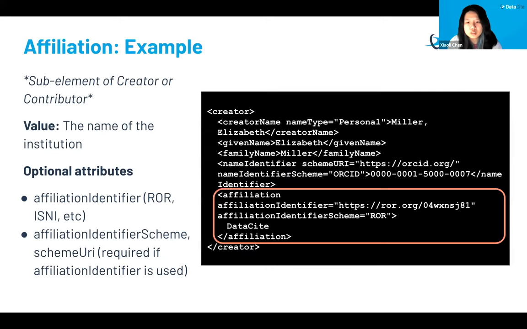So affiliation identifier is a sub-element under the creator and contributor element. The value should be the name of the institution, and optionally you can add affiliation identifier in its full URL format. And if you do that, an affiliation identifier scheme attribute is required to accompany the URL. On the right-hand side, you can see an example of a metadata snippet from DataCite, the affiliation of creator Elizabeth Miller and the ROR ID attached to the affiliation sub-element.